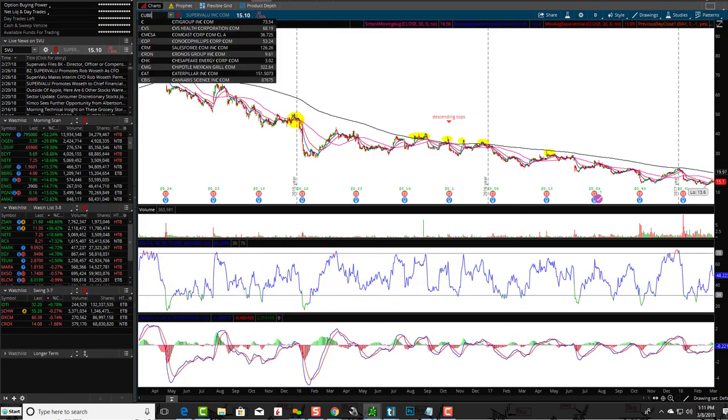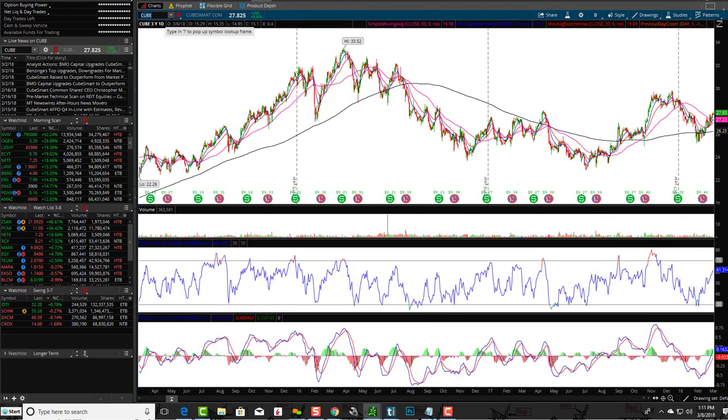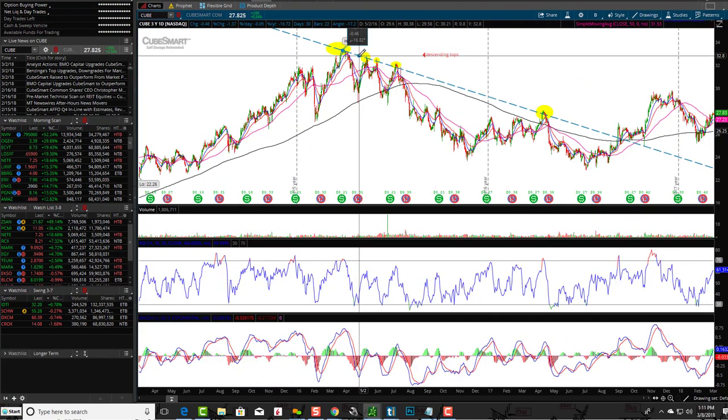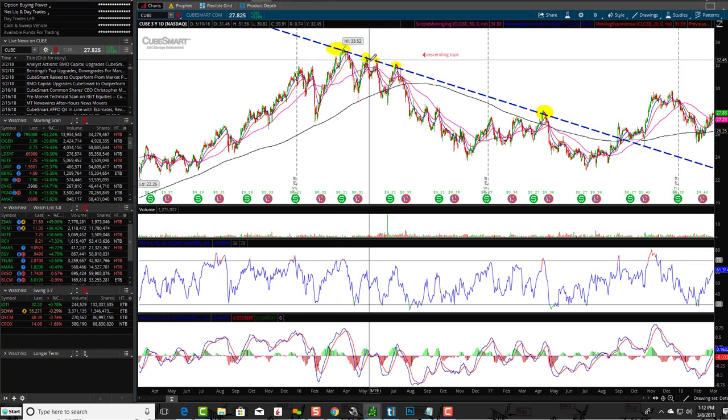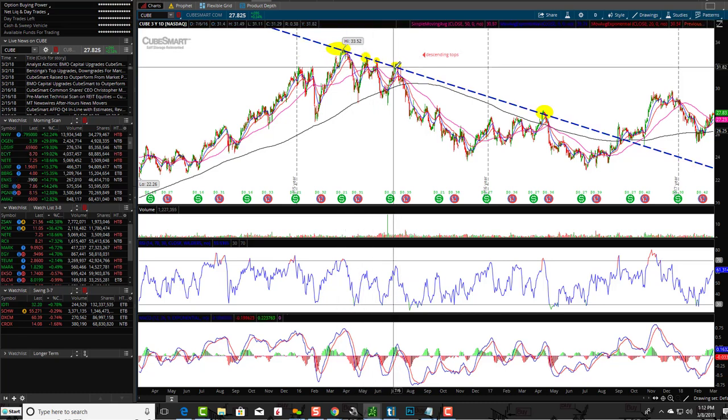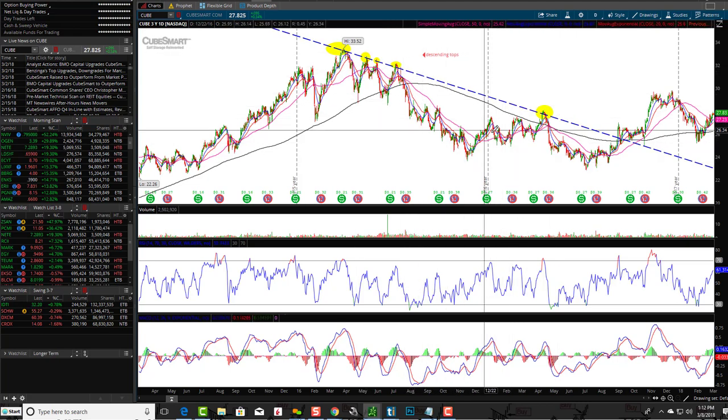Cube, C-U-B-E, descending tops, you can see. Connect the lines, right? You see these tops over here. Look at that line extended in the future, and all of price is down here for a while, it comes back up, smacks it, gets rejected again, comes back down.